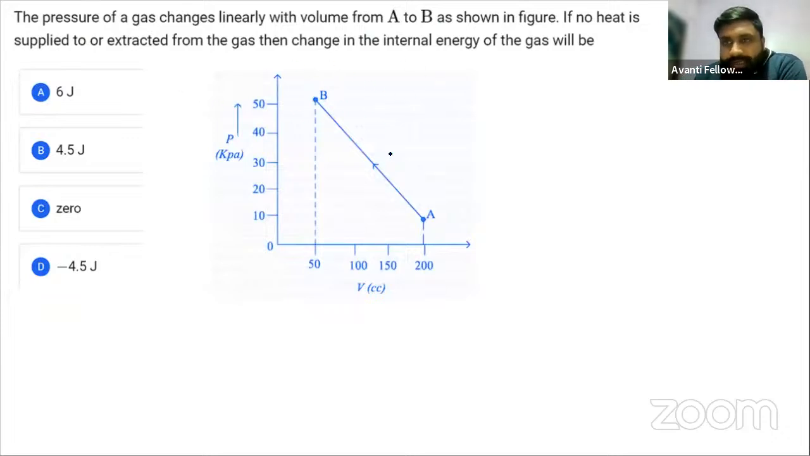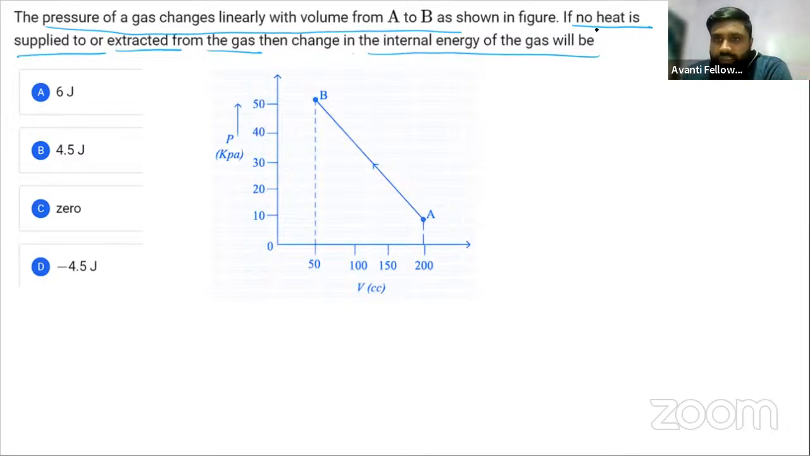Here is a key point I would like to mention. The pressure of the gas changes linearly, and if no heat is supplied or extracted from the gas, then the change in internal energy of the gas has been asked. I'm giving you 1 minute to solve this question because it is worth only 1 minute. So try to solve it. Try to relate what this process is. No heat is transferred or taken out from the system. Heat transfer is zero. So in which process is the heat transfer zero?